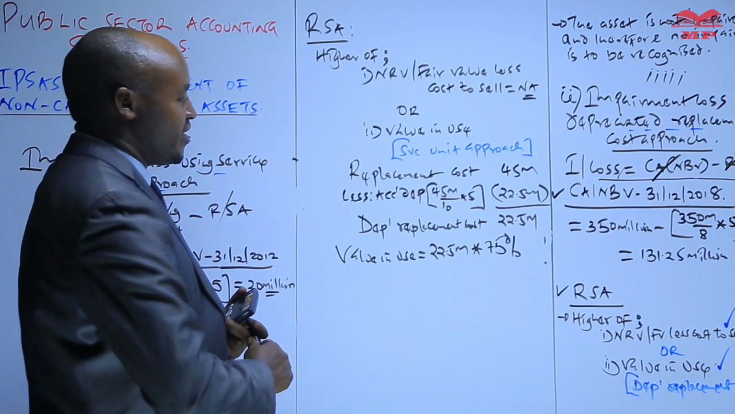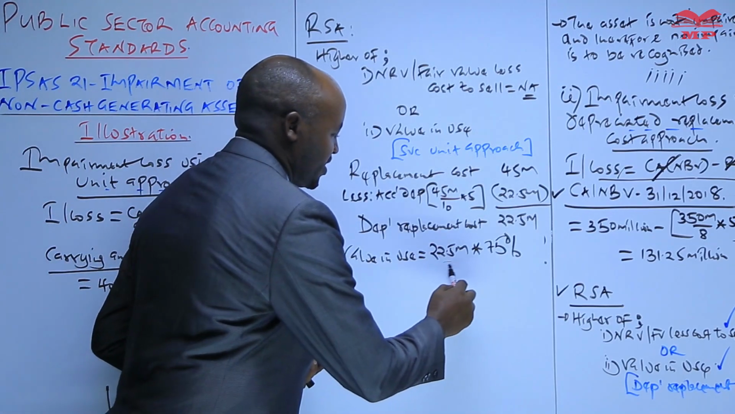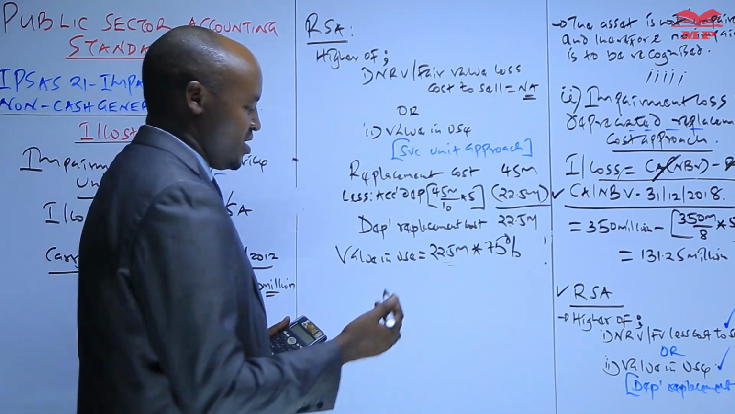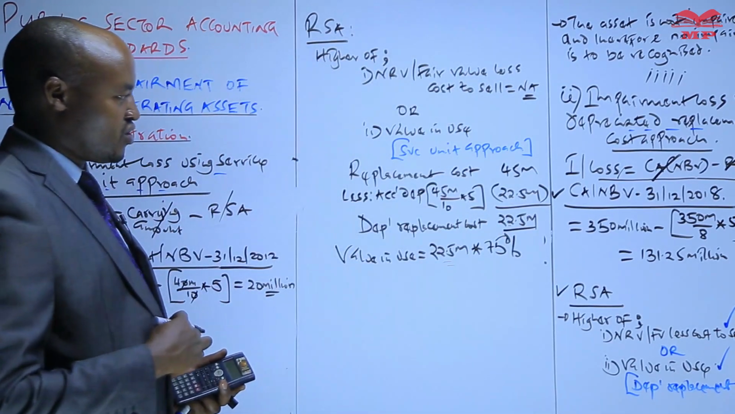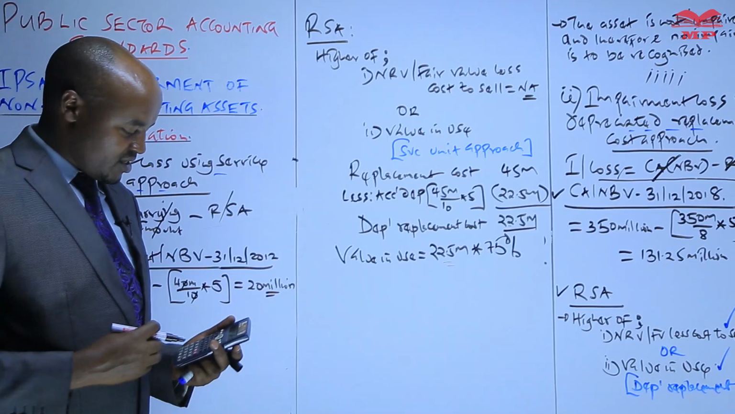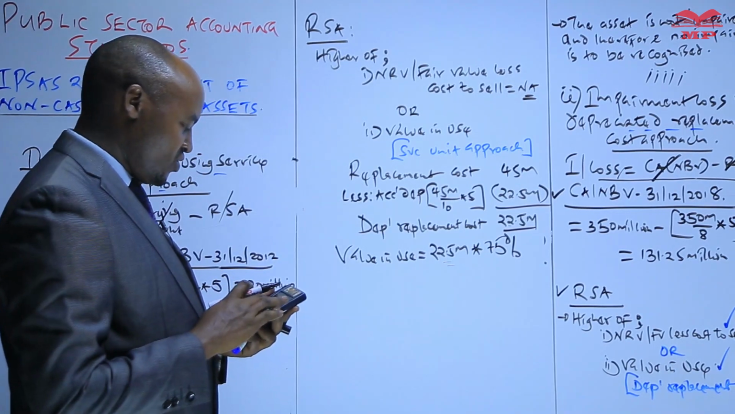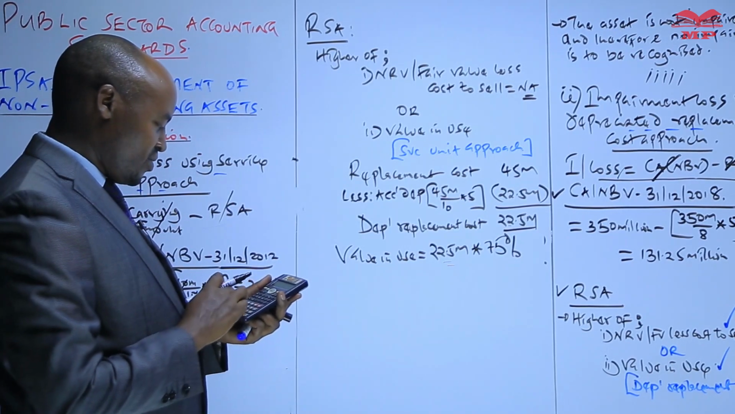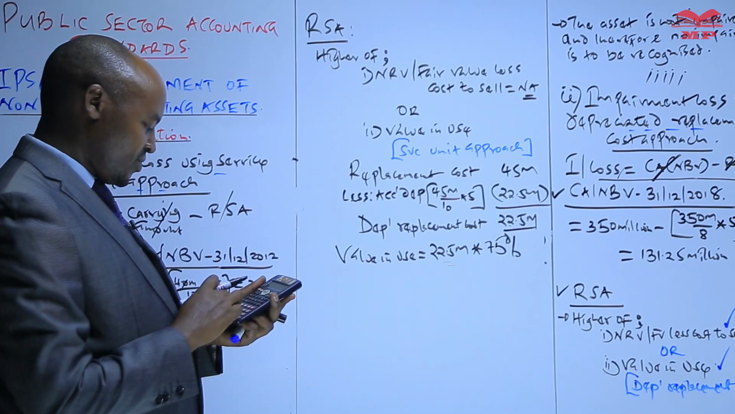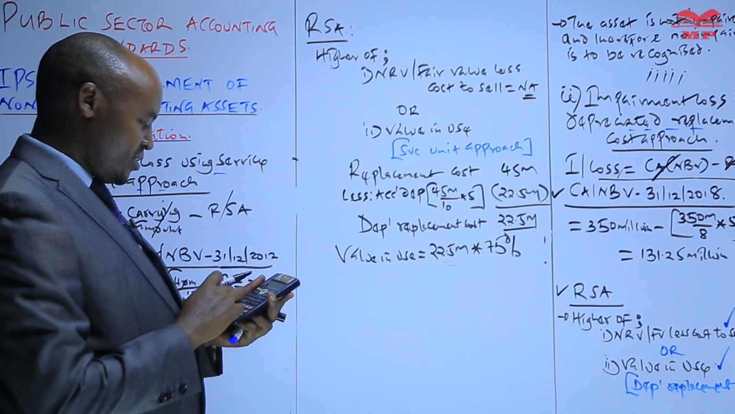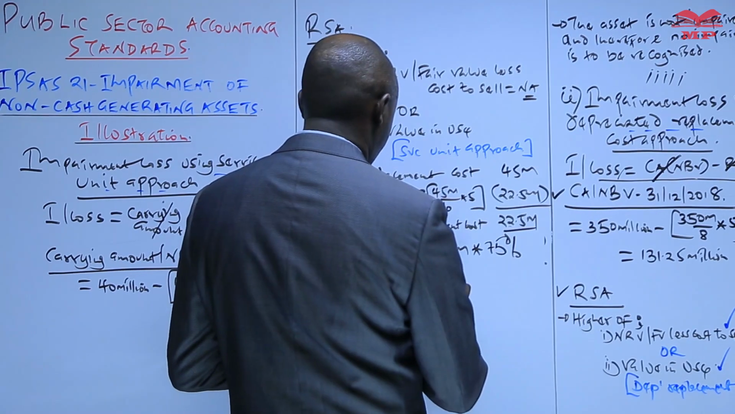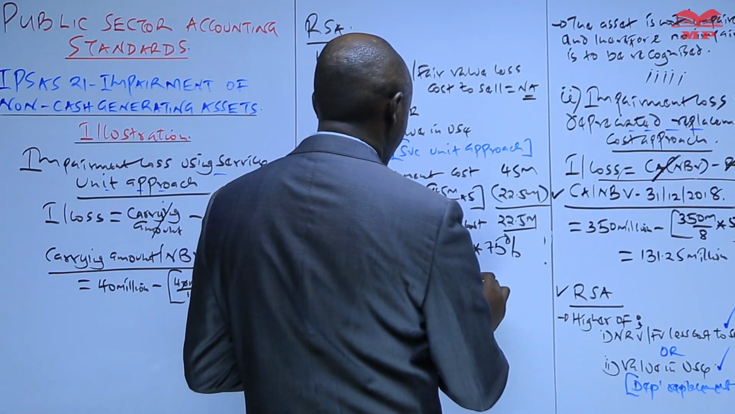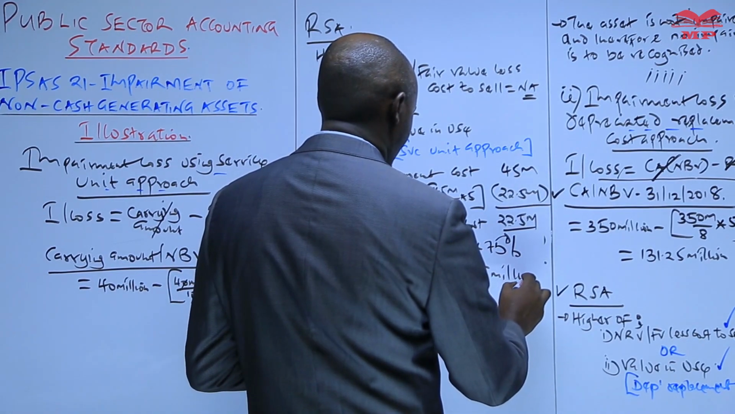So to compute the value in use, we have taken the depreciated replacement cost and adjusted it by multiplying it with the proportion of the remaining service units. So we have 22.5 times 75%, which will give us 16.875 million.